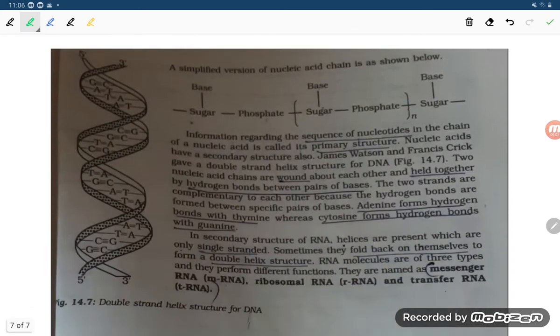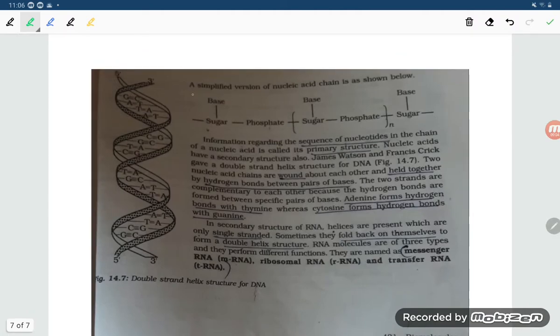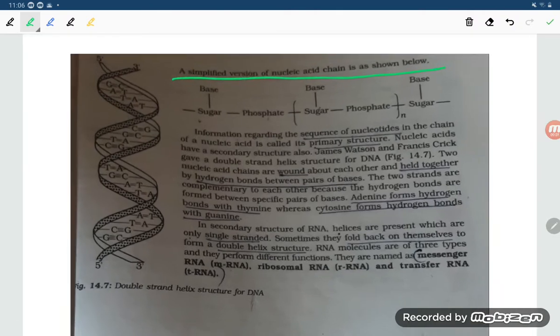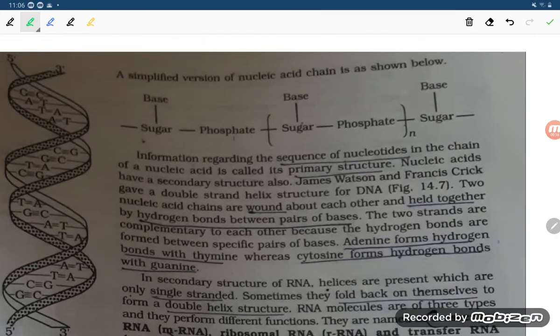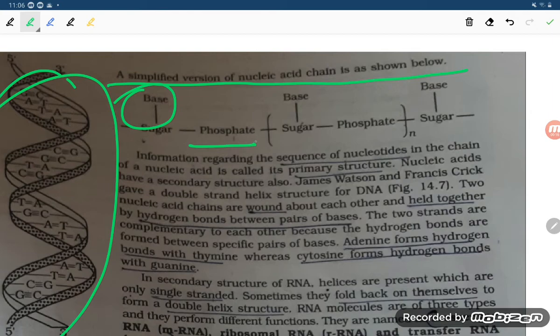Okay, next point, what they are saying, a simple version of the nucleic acid chain is shown below. These are their chain, student, with guanine cytosine triple bond, adenine thymine double bond. So they are saying sugar, base plus phosphate. Okay, sugar base phosphate, that is the nucleotide, dinucleotide is there. So information regarding the sequence of nucleotides in the chain of a nucleic acid is called the primary structure. Nucleic acids have the secondary structure also.